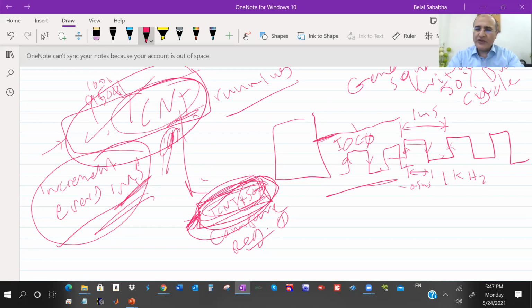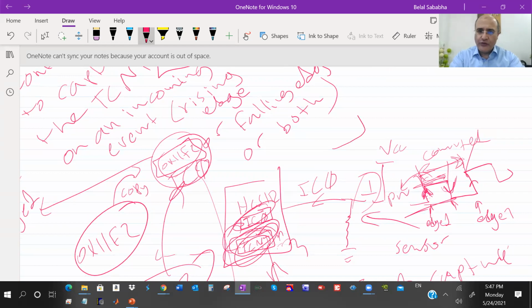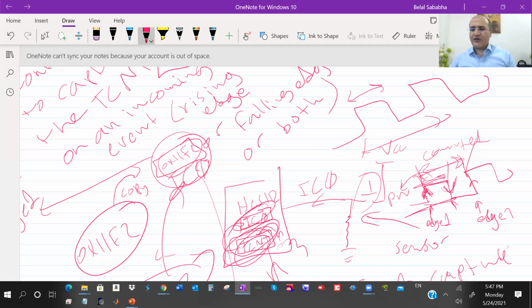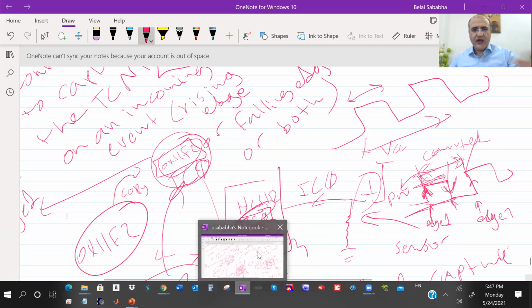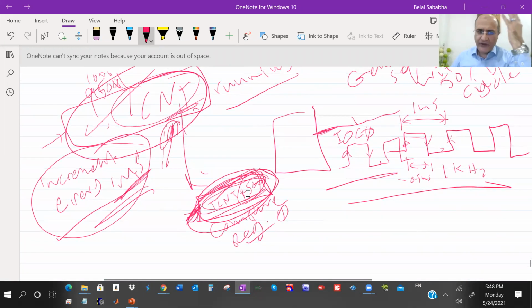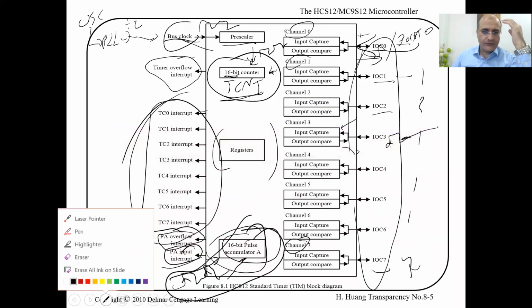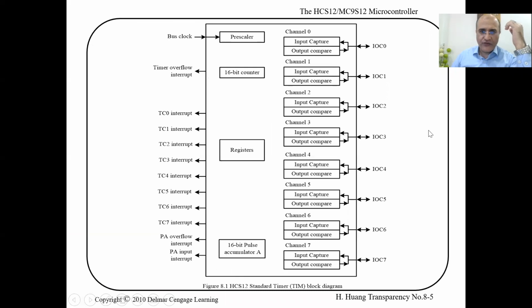So usually we use output compare to generate square waveforms, and we use input capture to measure timing between events, between rising edges, falling edges, whatever. Okay, so this is the concept of input capture and output compare, and both of them have a data register to be compared with, and have a reference, the TCNT free running counter. This one. Are we good so far?